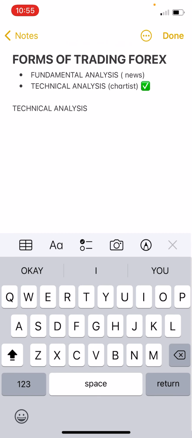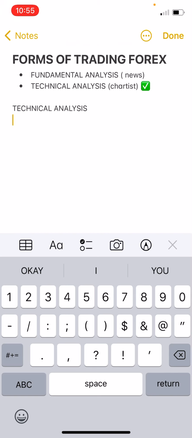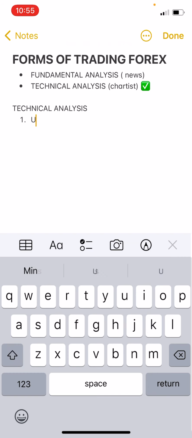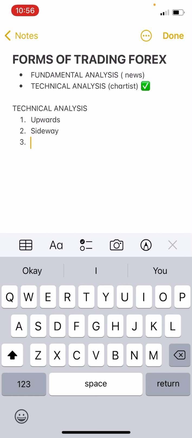Technical analysis is just the use of charts, the use of lines to understand the direction of the market. For you to go into technical analysis, there are three things you need to know: that the market moves in three directions. Number one, the market moves upward. Then number two, it moves sideways. Then three, the market moves downward.